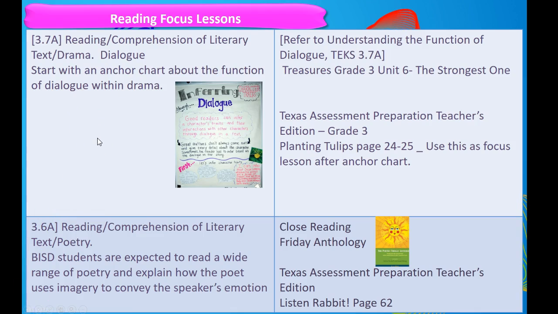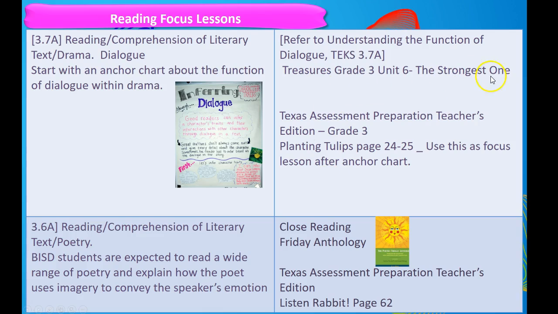Dramas: understanding the function of drama. And I see this on STAAR all the time, where they'll ask something about a character within a drama, and it's within what that character said in the dialogue. So how important it is that when there's talking in drama, it really conveys a lot of things, like the character's traits. So teach our kids how to do that. In your Treasures, I would consider making an anchor chart first to let them know what that is, and having Planting Tulips on pages 24 and 25 of your Texas Assessment Preparation Teacher's Edition. That would be a great one to use as a mini lesson.